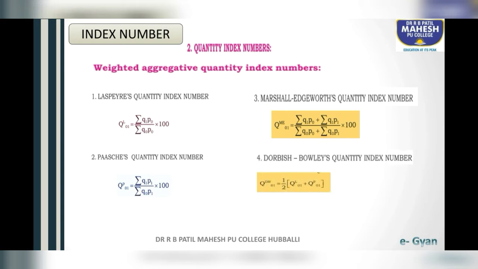Next is Bowley's quantity index number. The formula of Bowley's quantity index number is 1 divided by 2 into bracket of Q01 of Laspeyres plus Q01 of Paasche. This can also be written in another form as Q01 of Bowley is equal to 1 by 2 into bracket of summation Q1P0 divided by summation Q0P0 plus summation Q1P1 divided by summation Q0P1 into 100.